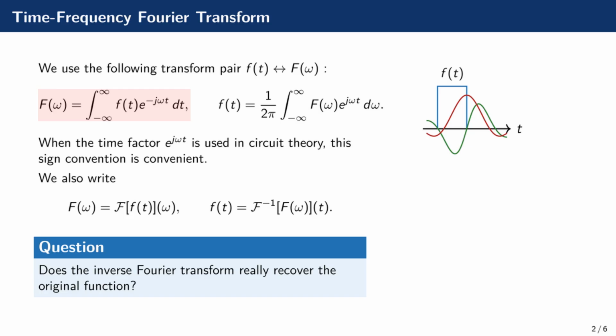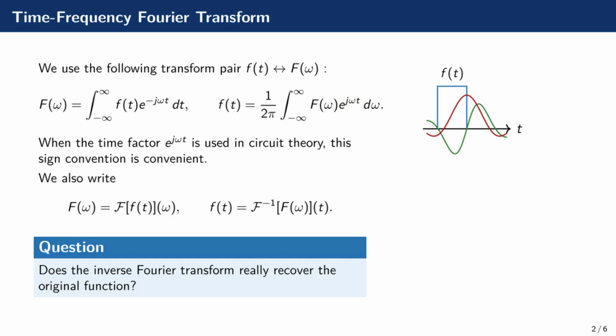This is the forward transform. And by superposing those frequency components, we can recover the original time waveform. This is the inverse transform. In this lecture, we use the convention in which the forward transform contains exponential of minus j omega t, and the inverse transform contains exponential of plus j omega t.